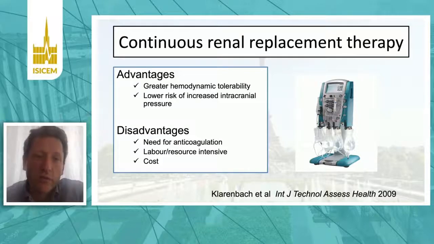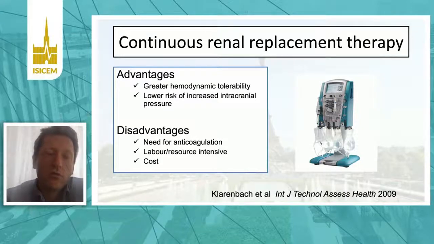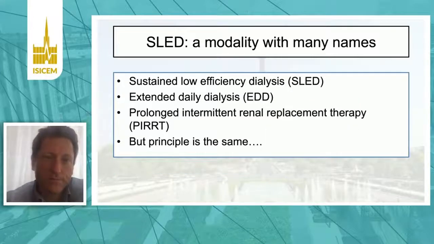For continuous renal replacement therapy, it might be associated with more hemodynamic tolerability, with low risk of increased intracranial pressure. However, if you use continuous RRT, you should use anticoagulation, and it increases labor intensity and cost in your ICU.